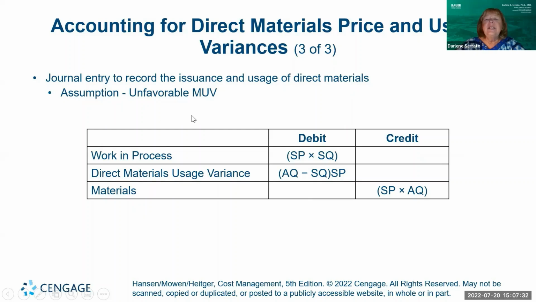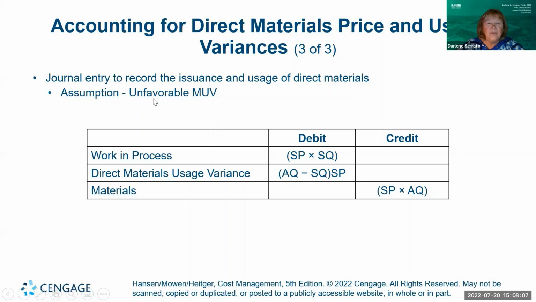Then for the usage variance, we debit work in process at standard price for what we should have used. We credit the materials cost for how much we actually used times the standard price, take it off at the amount it was put on. We had a favorable usage variance, so we are debiting.